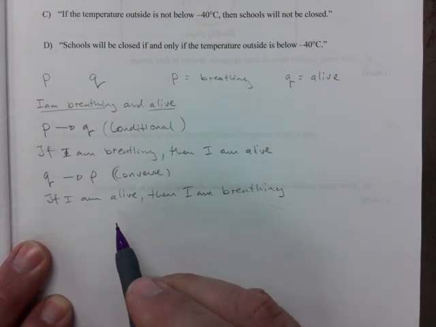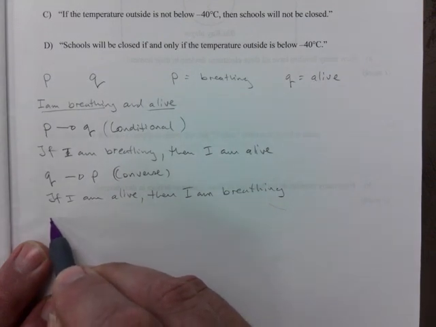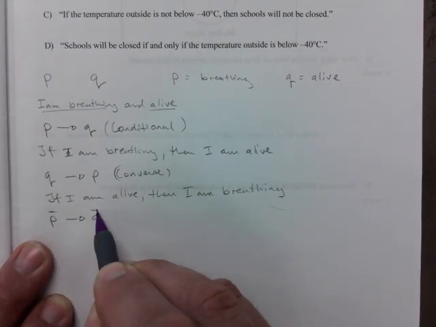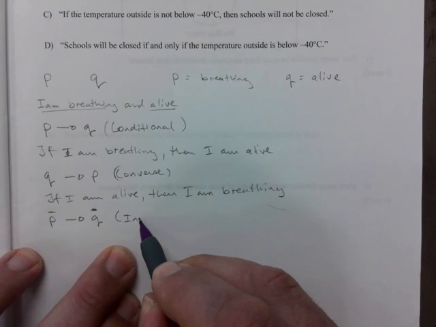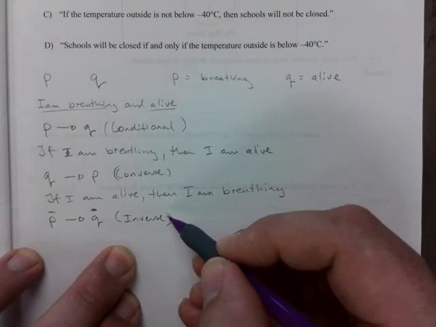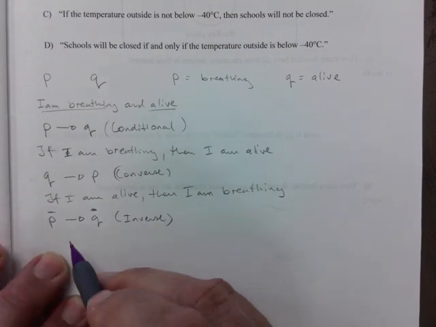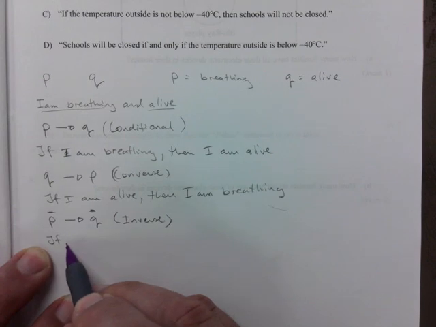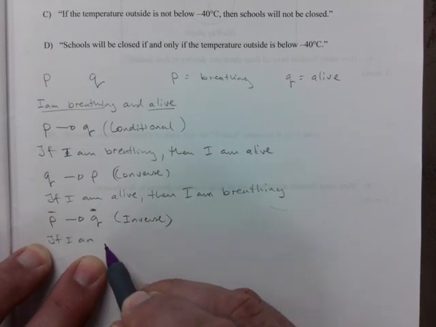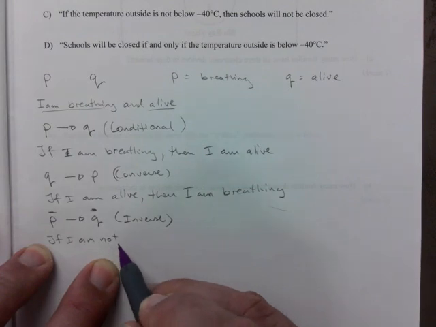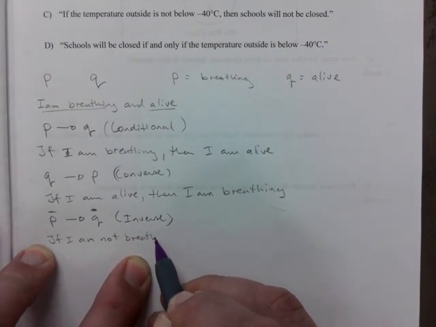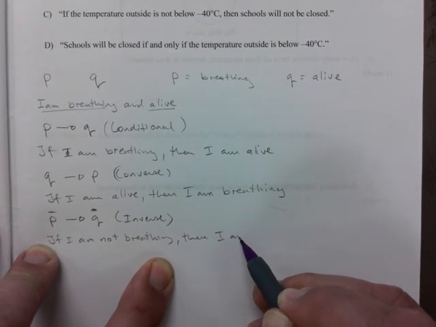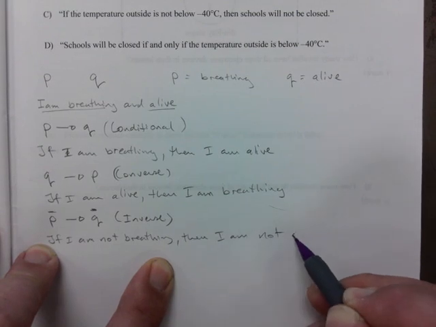Then we have the inverse. That would be taking the if P then Q, but negating both of them. It's called the inverse. I would definitely have these on my study sheet. So you basically just go with the original if-then. You just say, if I am not breathing, then I am not alive.